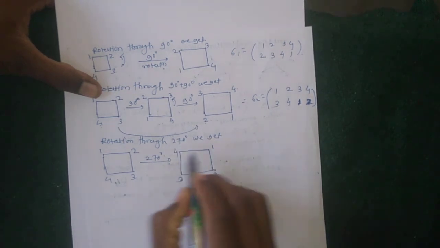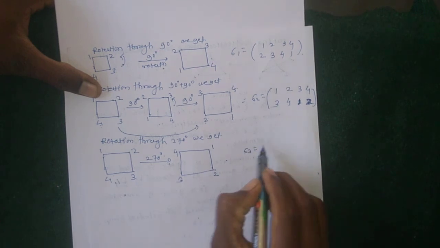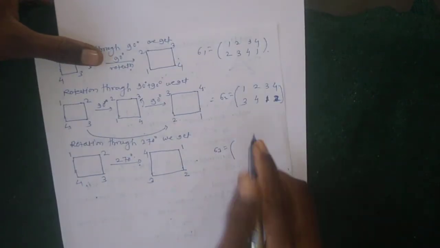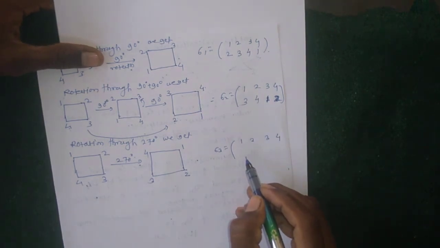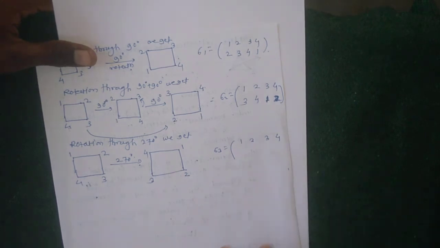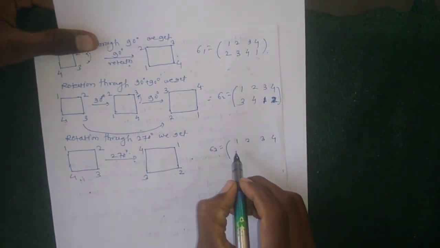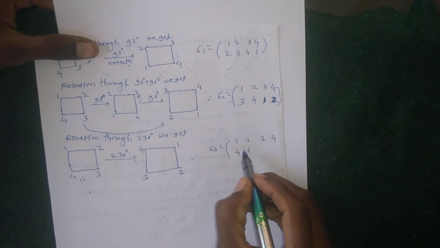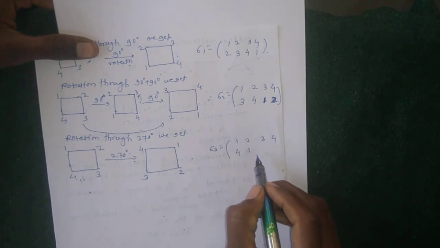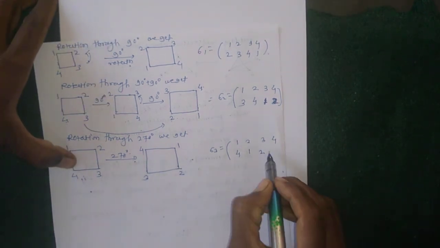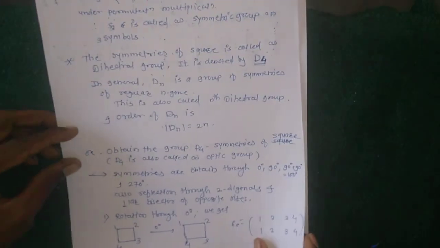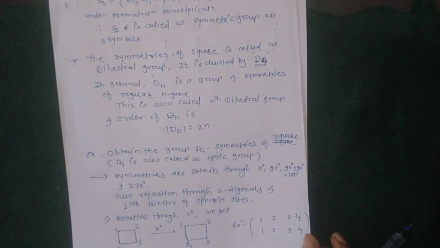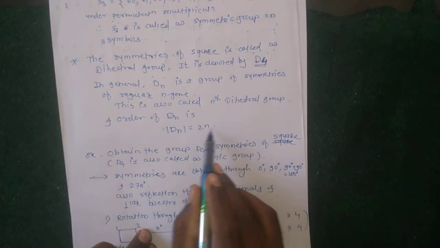Rotation through 270 degrees, we get sigma 3 equal to 1, 2, 3, 4. Their values are: 1 has value 4, 2 has value 1, 3 has value 2 and 4 has value 3. Okay, this is one permutation. Again, D4 has order 2n, which means 8 permutations. What permutations does D4 contain?